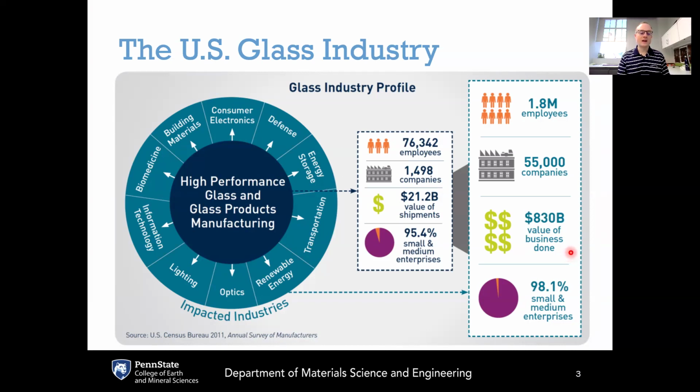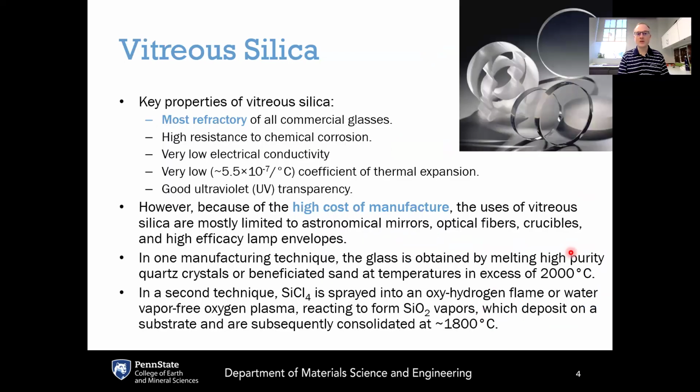So glass is an essential and often overlooked part of the U.S. economy and the global economy as a whole. So let's start off with what might be considered the simplest glass, but also has a lot of hidden complexity in it, and that is vitreous silica.